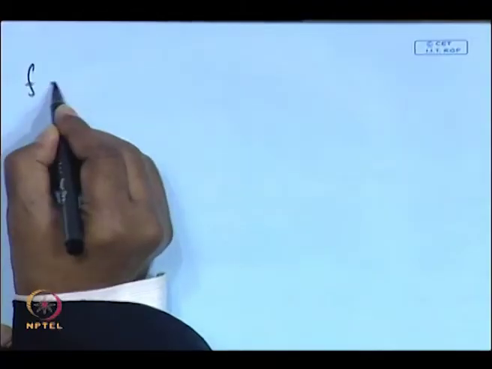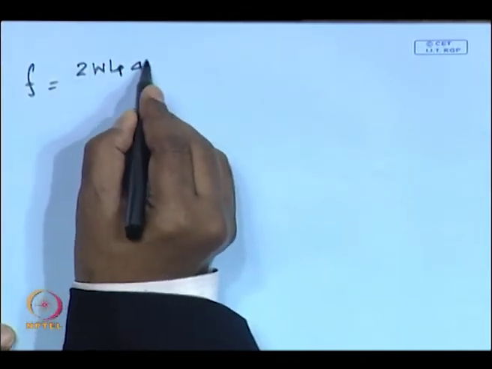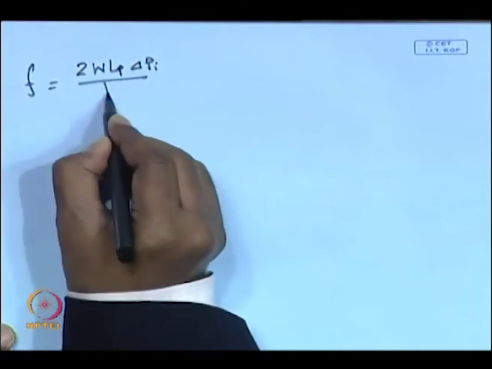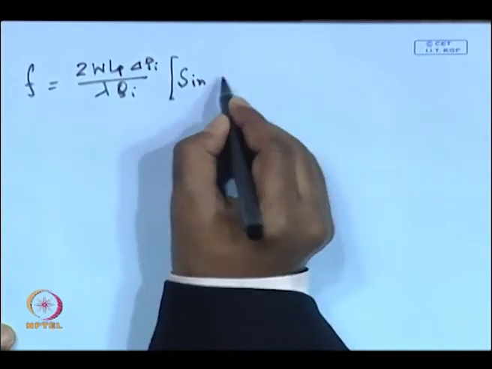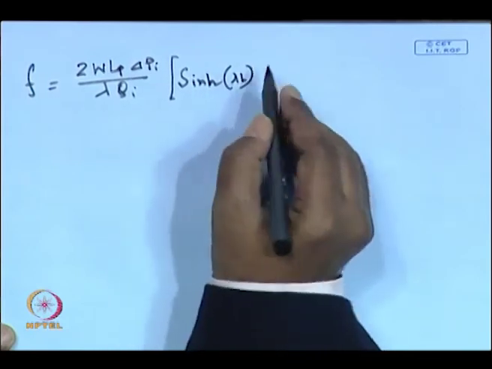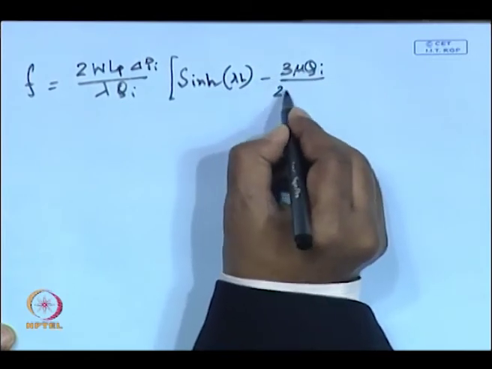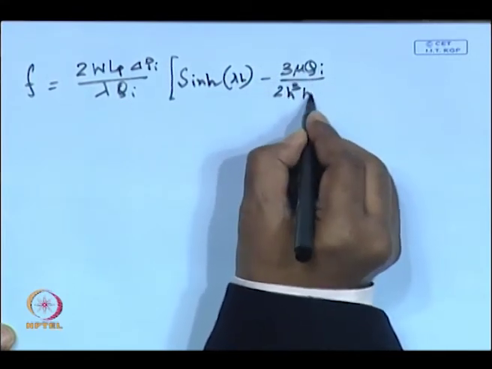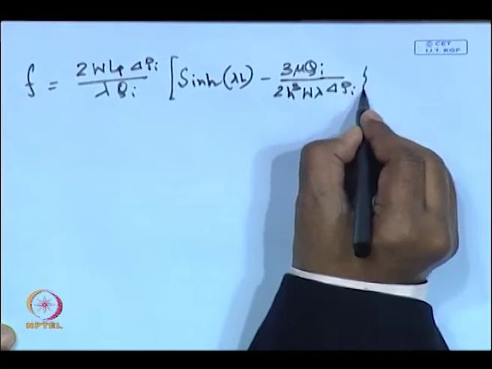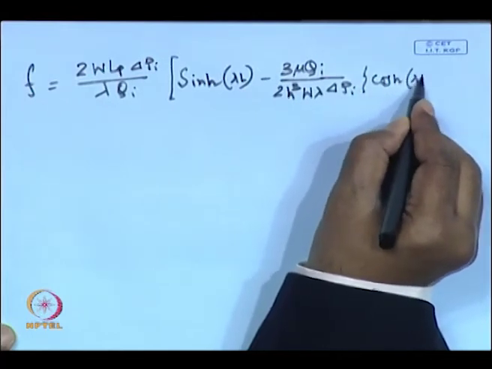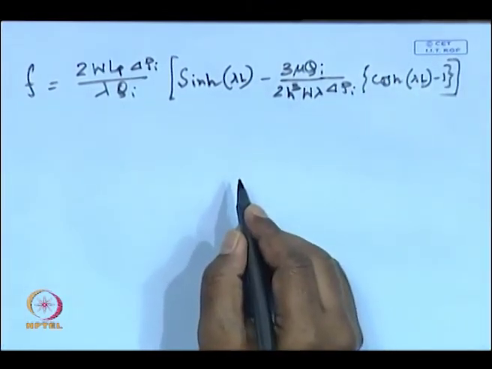If you do that, what you will be getting is F equal to 2W Lp delta Pi divided by lambda times Qi, bracket sinh lambda L minus 3 mu Qi divided by 2 h cube W lambda delta Pi, cosh lambda L minus 1. It becomes a complicated expression.